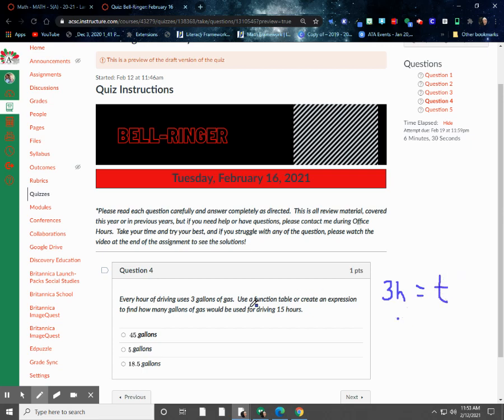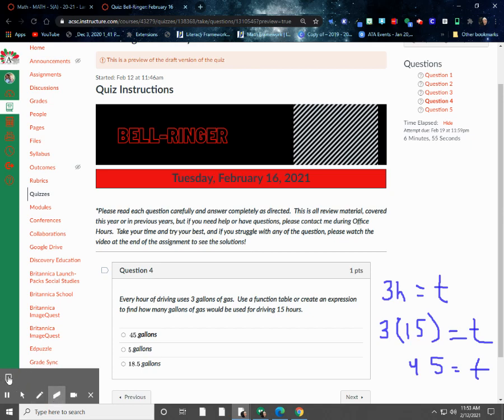Now, if this is saying that H equals 15, so 3 times my H, which would be 15, equals my total amount that I needed. And if I were to go on through this, 3 times 15 is 45 gallons. So my total amount should be 45 gallons, and that's why 45 was the answer there.